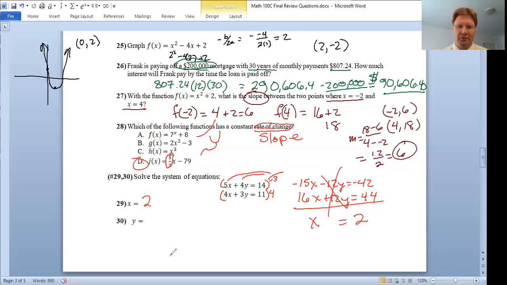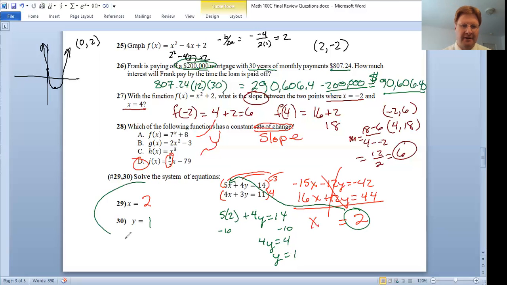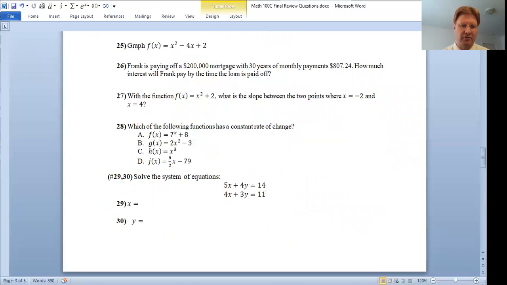And in order to find the next one, I'm going to take this guy and stick it up in, I don't know, right there. 5 times 2 is 10, plus 4y equals 14. So I subtract 10, 4y equals 4, y equals 1. There's my number 29 and 30. Good deal. Okay, let's clear those off and scroll down to the next one.